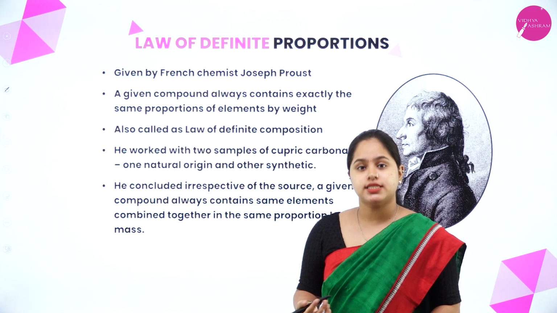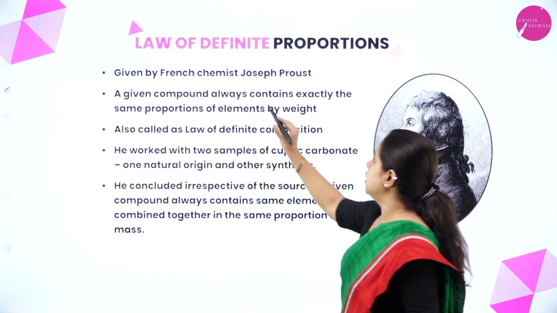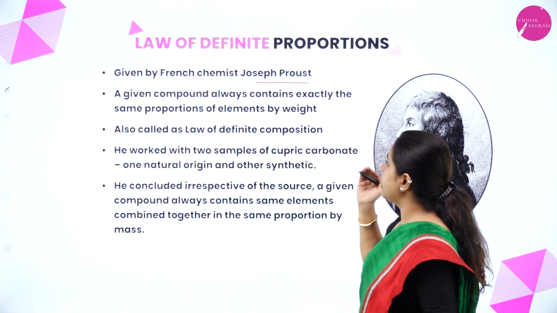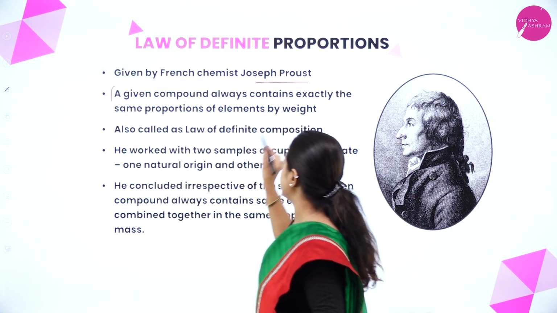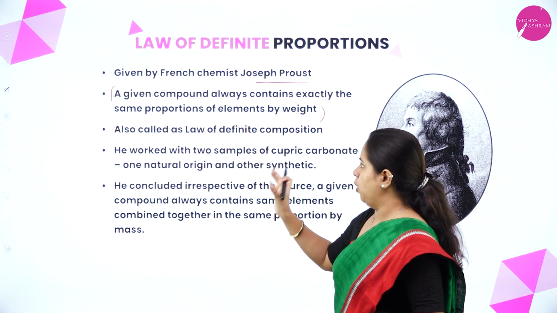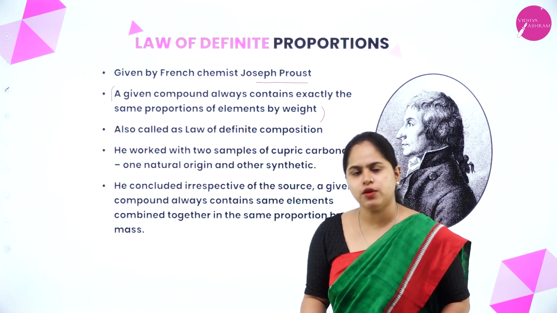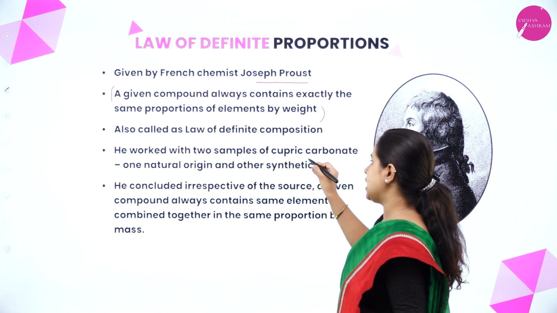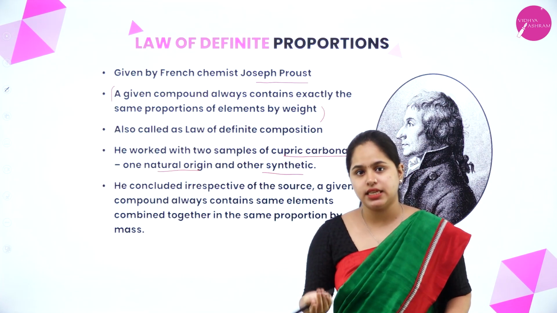So now let's move on to the second law, the law of definite proportions. This law is given by the French chemist Joseph Proust. A given compound always contains exactly the same proportions of elements by weight. This is the statement that he made according to the law of definite proportions. What does this mean? The experiment that he did is, he worked with two samples of cupric carbonate, one which is of natural origin and the other one which is synthetic, right?